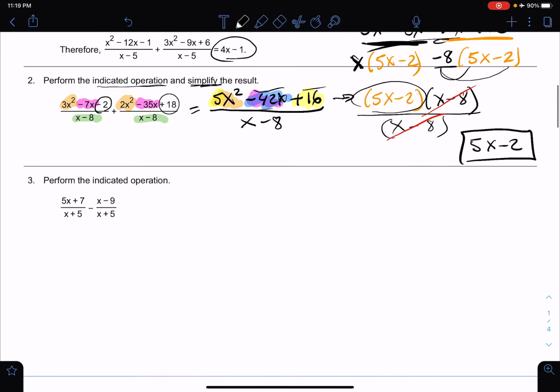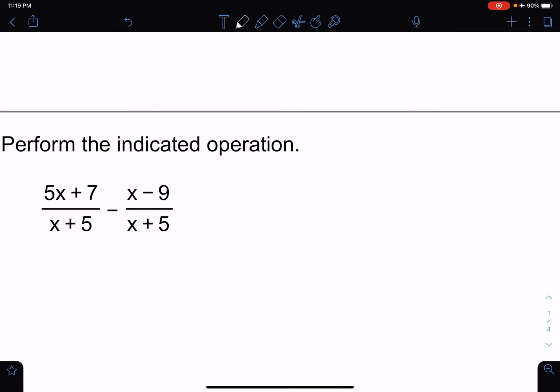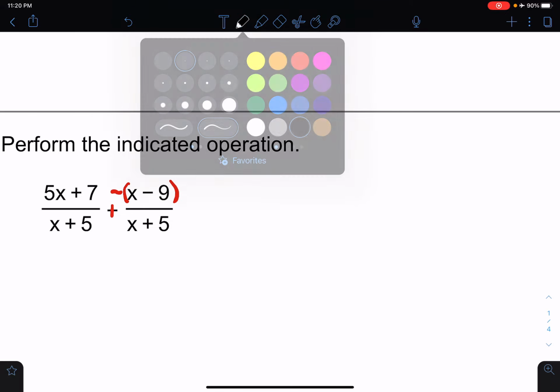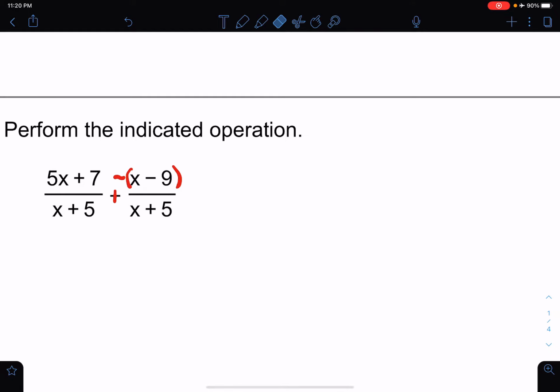Okay, number 3, perform the indicated operation. This problem is a subtraction problem, you can see there. But I find that very often students mess up the subtraction problem, so I always recommend to just take an extra step, change the subtraction problem to addition, and distribute the negative. That'll give you the same answer, and it'll just sort of take care of the negatives. So then all you need to do is add. So let me show you what I'm talking about. Actually, I think we have some space just to go ahead and show it down here.